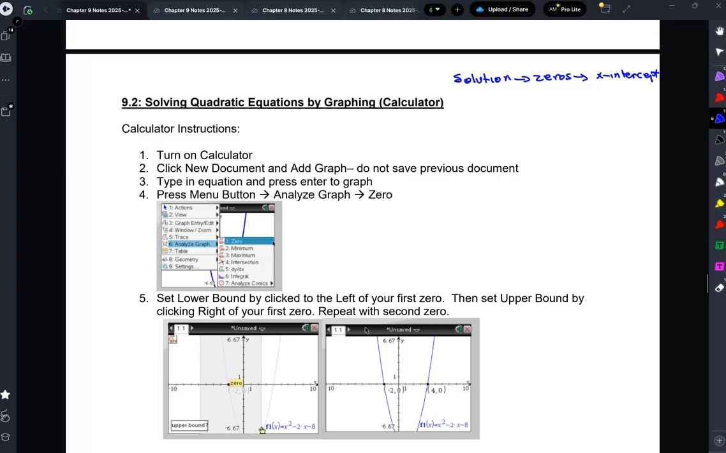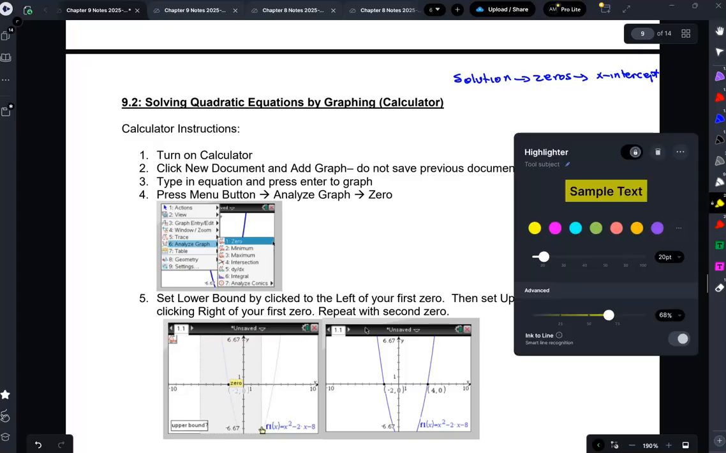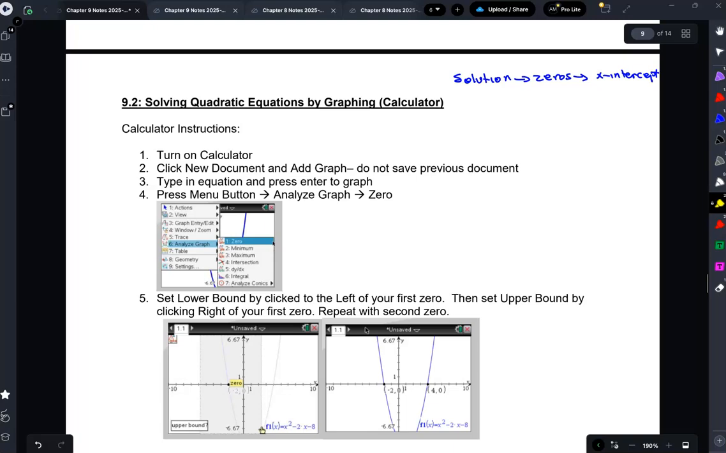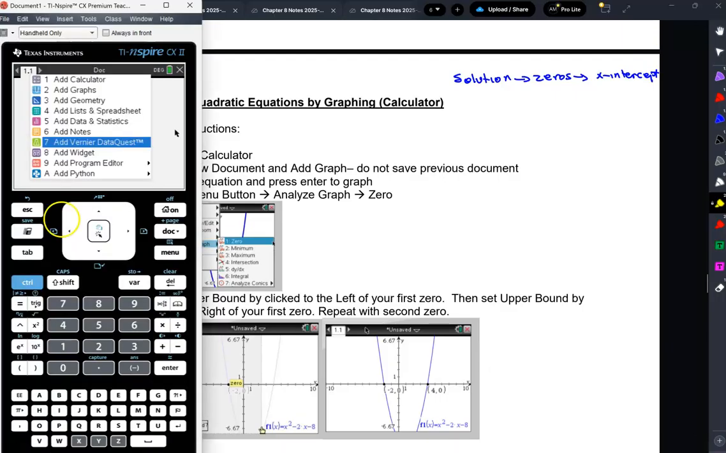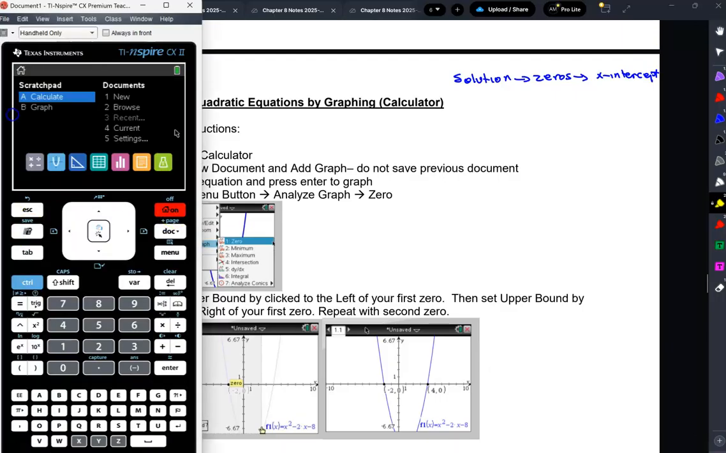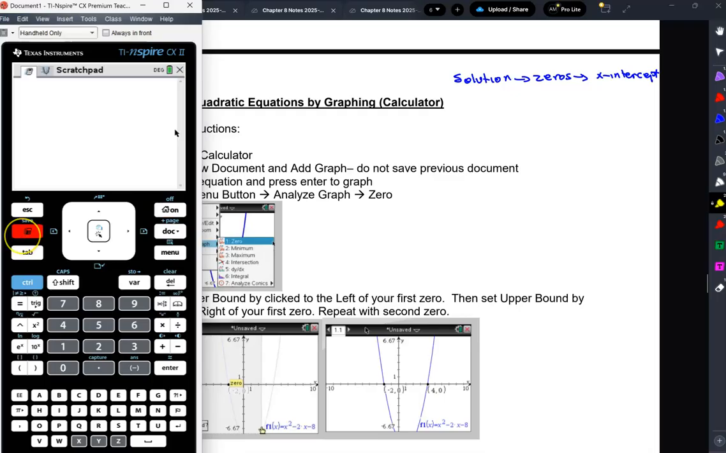Now, to do this on your calculator, you can do it in two ways. Here, I've explained how to do it using a new document. However, you can also do it in a different way. So once you have your calculator, you can press the calculator button on the left once and then twice until you get this.